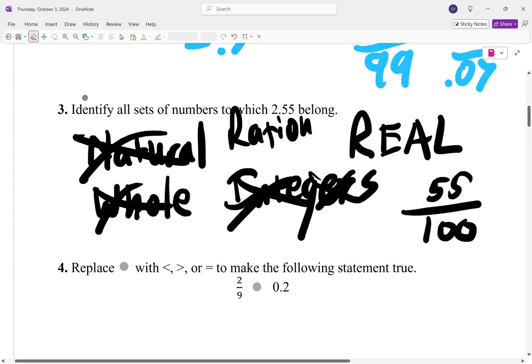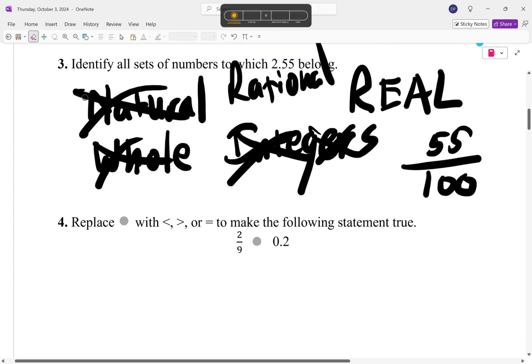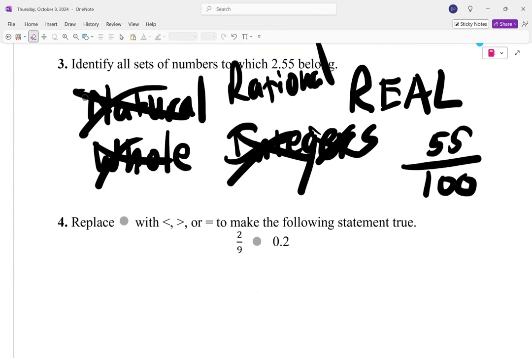Very good. Okay, number 4. Greater than, less than, or equal to. 2/9 is greater than 2/10 because if you use the butterfly method, 9 times 2 equals 18 and 10 times 2 equals 20. So 20 is bigger than 18, so 2/9 is bigger.